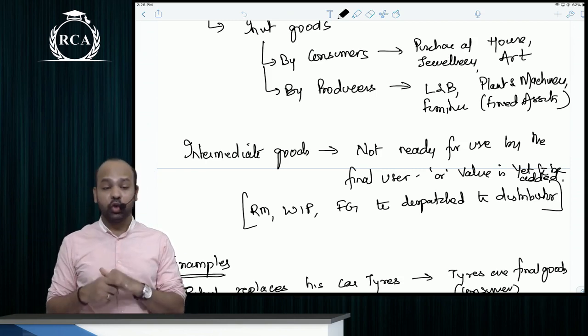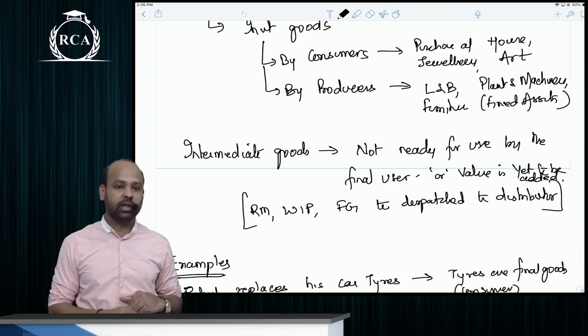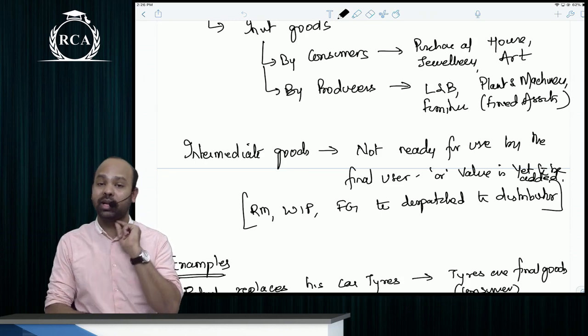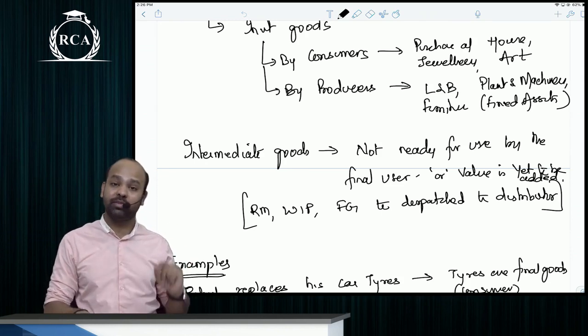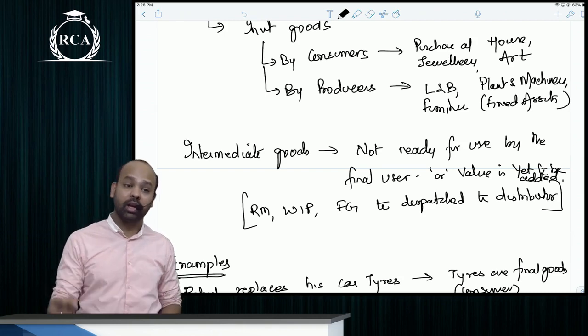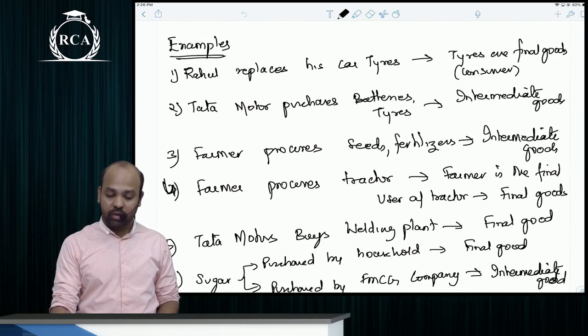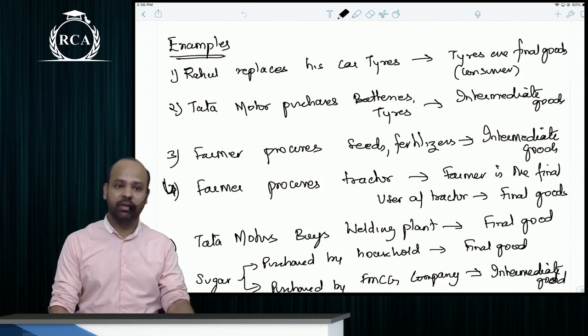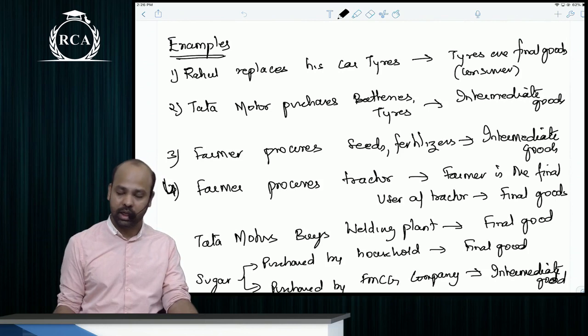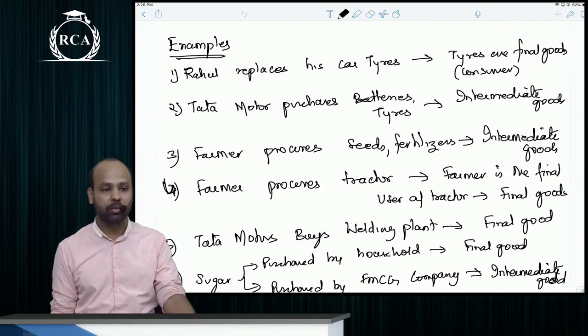Yes sir. The tube light, or other things: a tube light purchased by a manufacturing company is an intermediate consumption. A tube light purchased by a household is a final consumption, a final product. So a lot of examples here. I said, if you're replacing your car tires, it will be a final product. Tata Motors is buying tires, they're buying batteries, it will be an intermediate product for them.